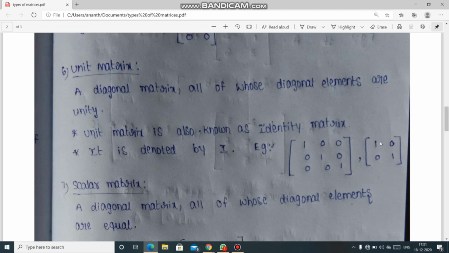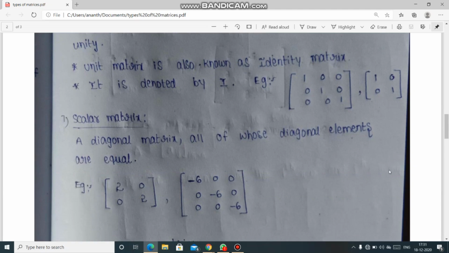Another example, 1 0 0 1. It is a 2 by 2 matrix and the diagonal elements are 1. So it is also a unit matrix example.